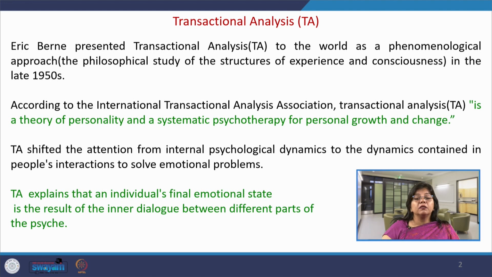So, the way the person communicates is actually reflecting his personality and how it is going to influence his process of personal growth and change. If the conversation is very positive, it has a different impact on an individual's relationship with the other person, or vice versa. So, here TA, transactional analysis, is basically a theory of personality, and it is an outgrowth of Sigmund Freud's theory of personality.